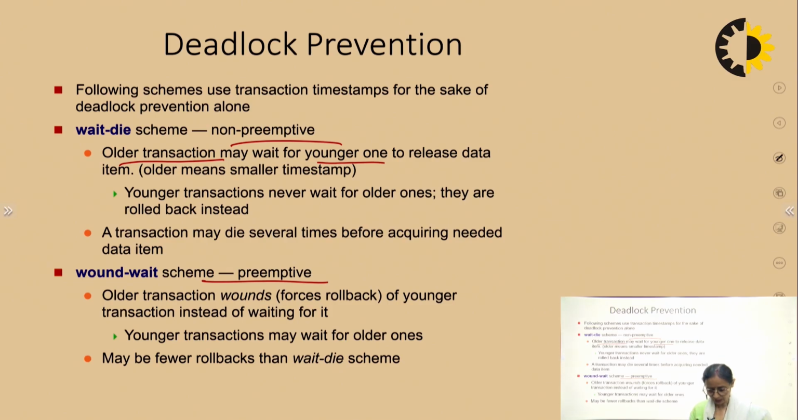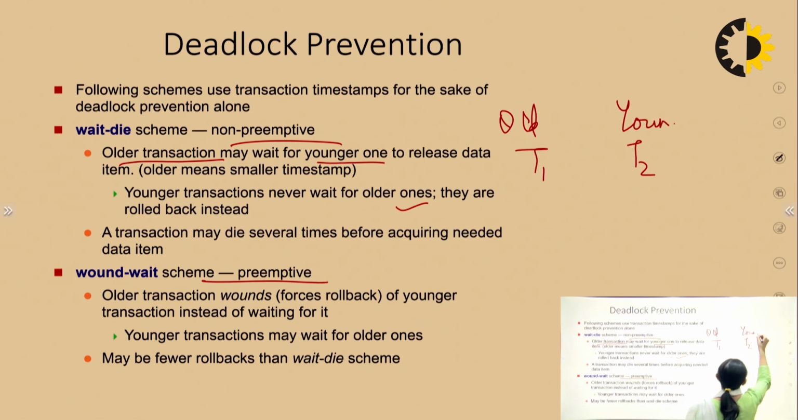And why do we use this? Because we say that a younger transaction never waits for older ones; they are rolled back instantly. So a transaction may die several times before acquiring the needed data item. Here, for example, I have transactions T1 and T2. This is the old transaction and this is my young transaction.